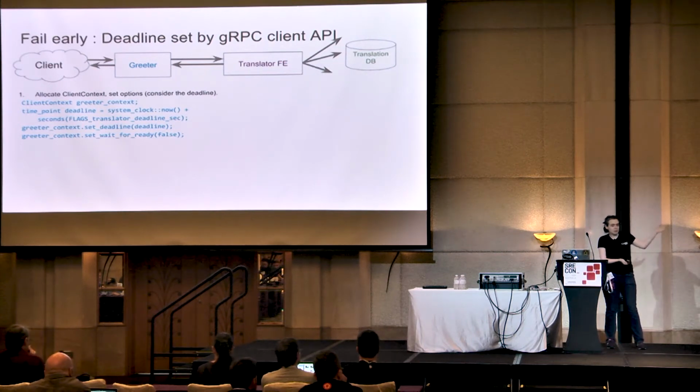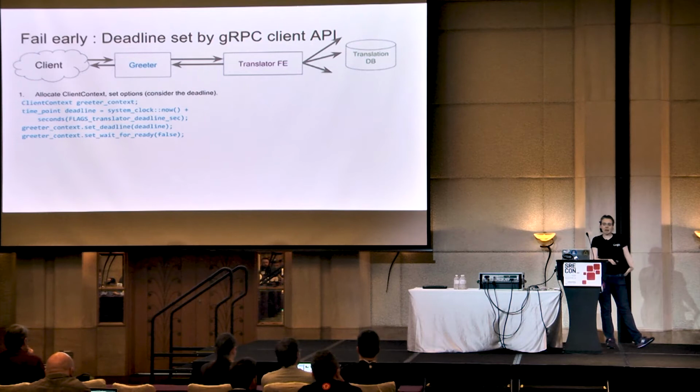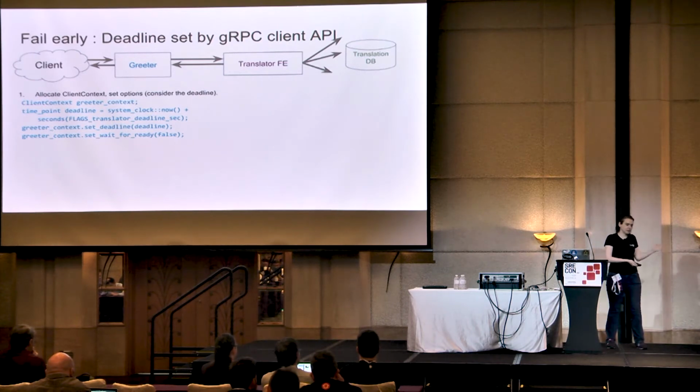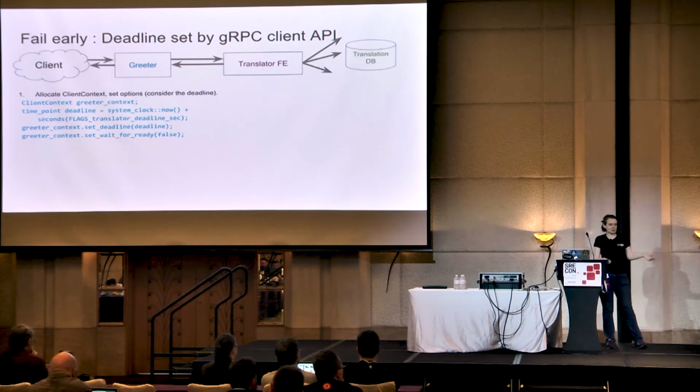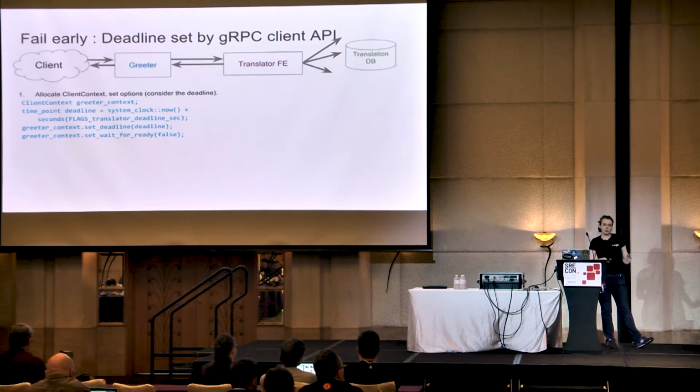So I say set wait for ready false because it means that I have a fallback, I have a mitigation, that I can use some sort of default greeting, maybe yo, who knows, something universal, to set it instead. So I'll set wait for ready to false. So if that is unavailable, I'm not going to burn deadline waiting for it. I'm going to set it and move on.